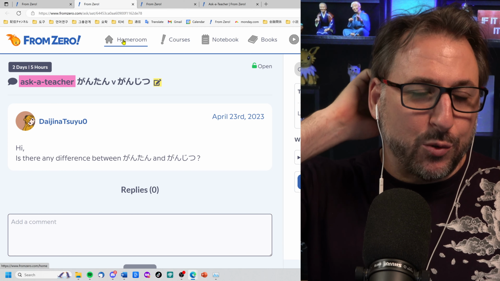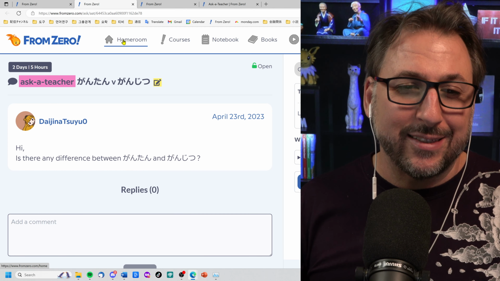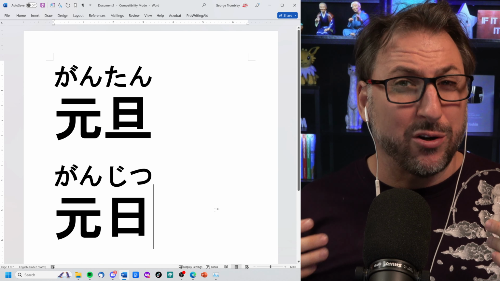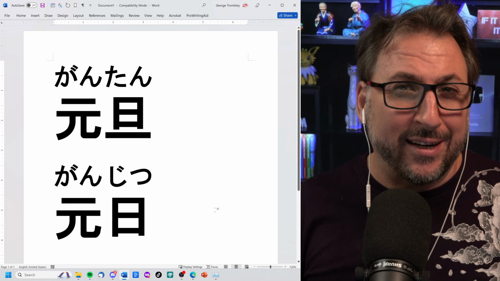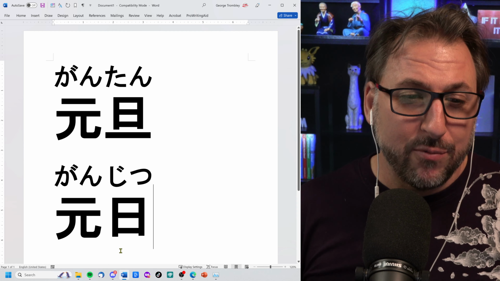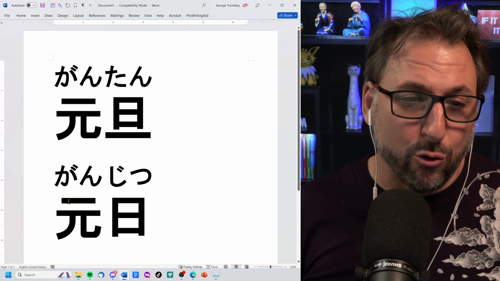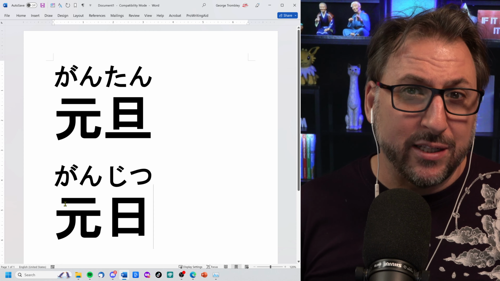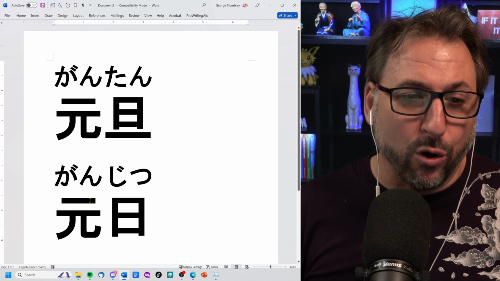Is there a difference between gantan and ganjitsu? Yes, there is. Now, they both translate to New Year's Day, but really gantan is more about the morning, right? And the difference here is really easy to see. Here we have in ganjitsu, it's like the original day, original sun. And that means New Year's Day, the origin sun, right?